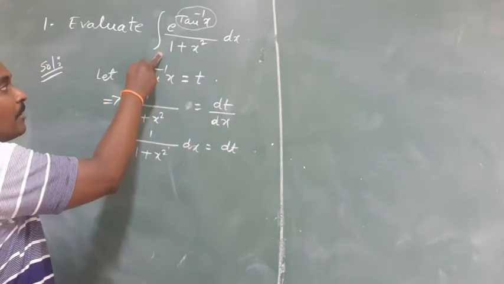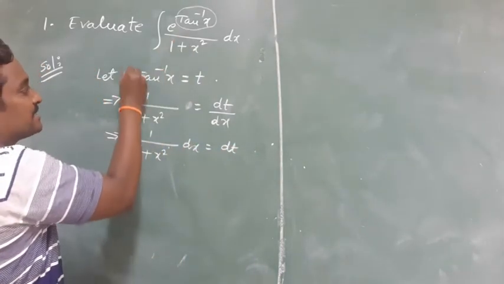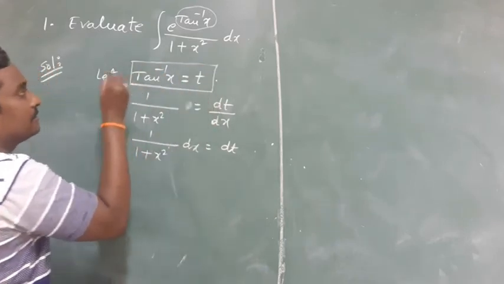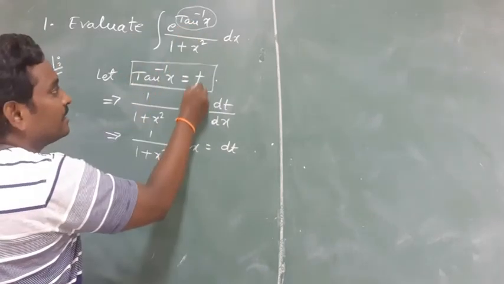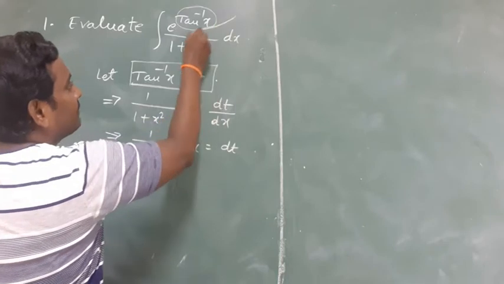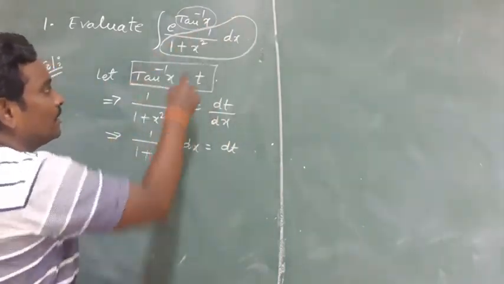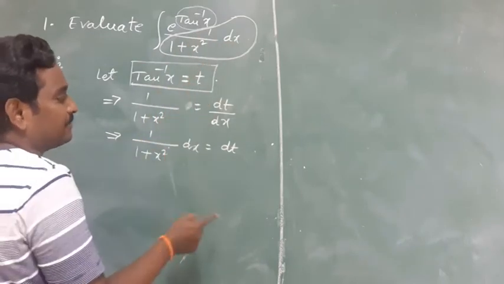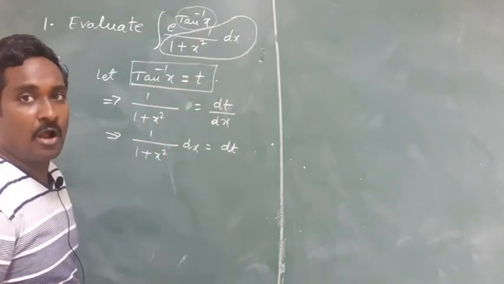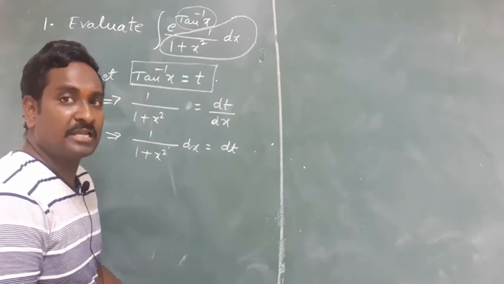So in this given problem, whenever we have tan inverse x, blindly replace it by t. Replace tan inverse x by t, and what is the remaining part? 1 by 1 plus x square into dx. Here we have 1 by 1 plus x square dx, which can be written as dt. So automatically the problem changes to another variable t.